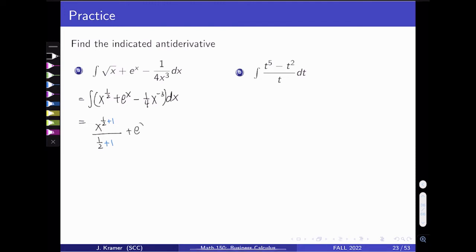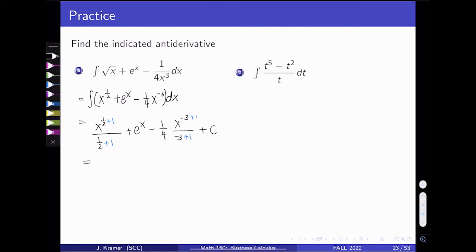plus e to the x minus 1/4 x to the negative 3 plus 1, and then divide by that new power of negative 3 plus 1. And then we have to add on our plus c because this has to be a family of functions for indefinite integrals. That's a really important key. You don't want to forget that plus c.